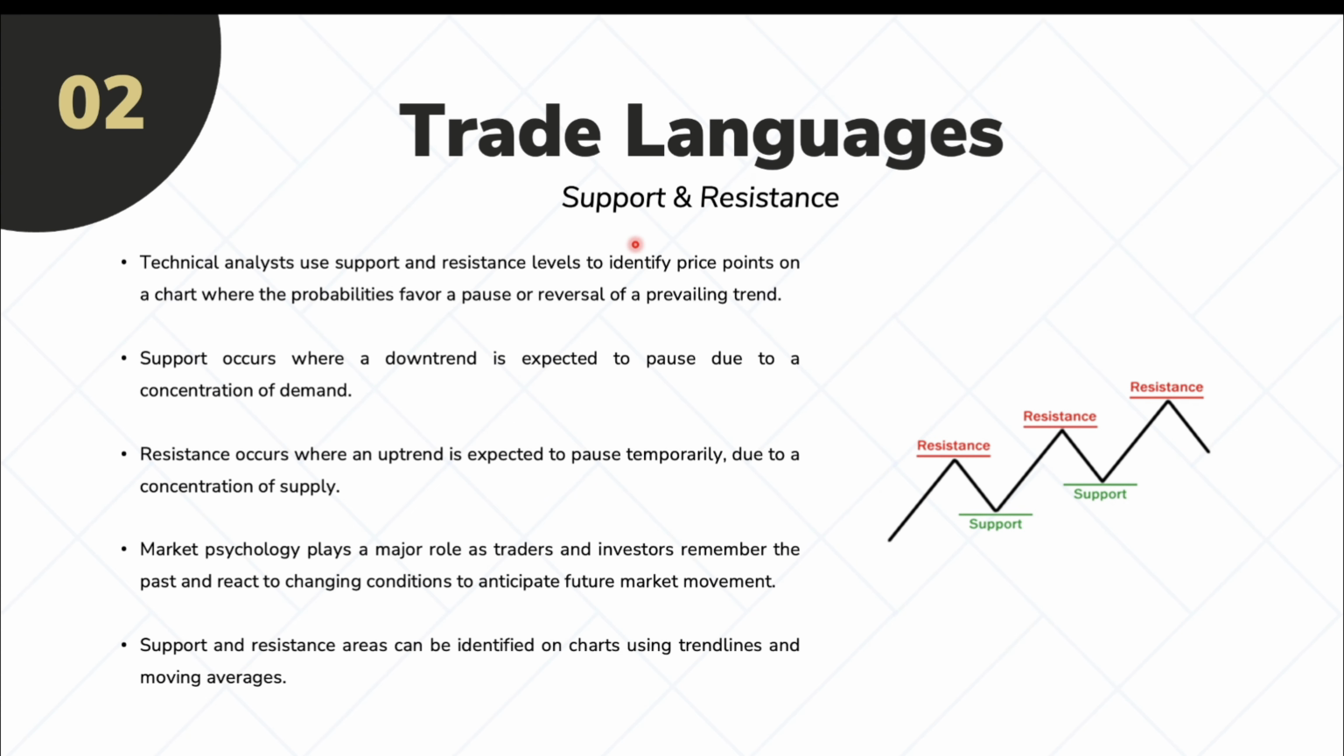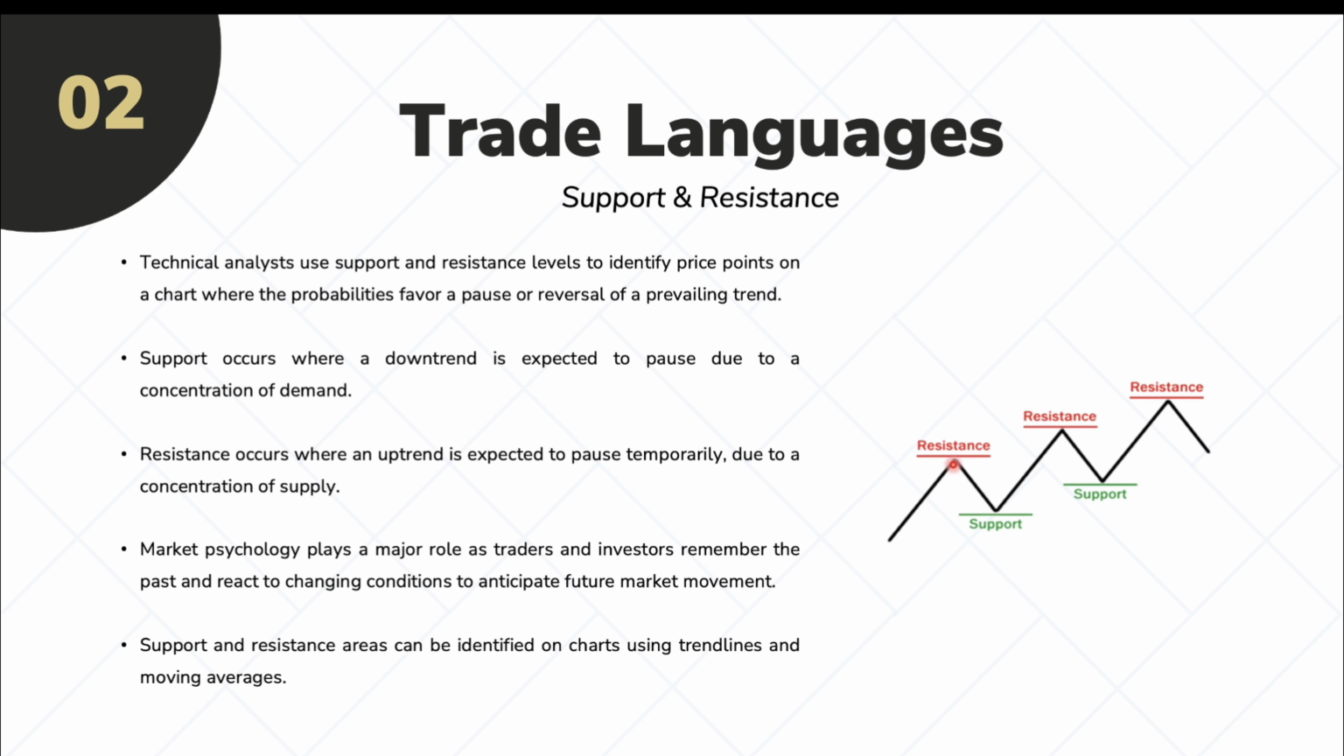One of the 3 languages you can speak to the market is support and resistance. And you see here in this image how that looks like. Technical analysis uses support and resistance to identify price points on a chart where the probabilities favor a pause or reversal of a prevailing trend. Support occurs when a downtrend is expected to pause due to a concentration of demand. Resistance occurs when an uptrend is expected to pause temporarily due to a concentration of supply.